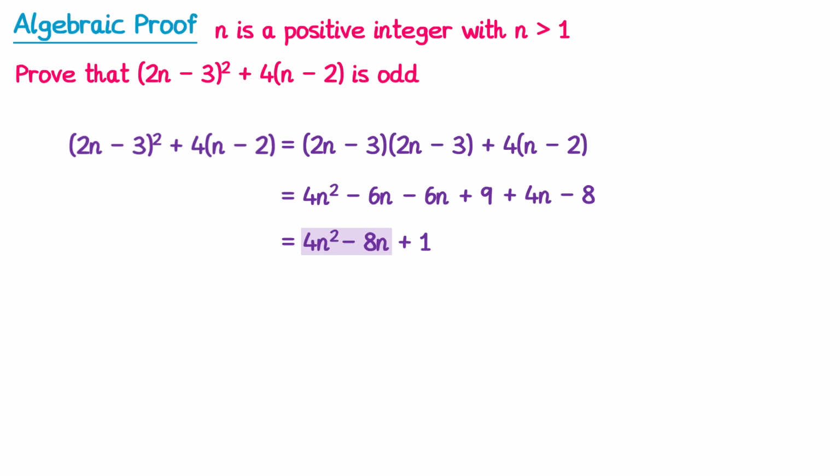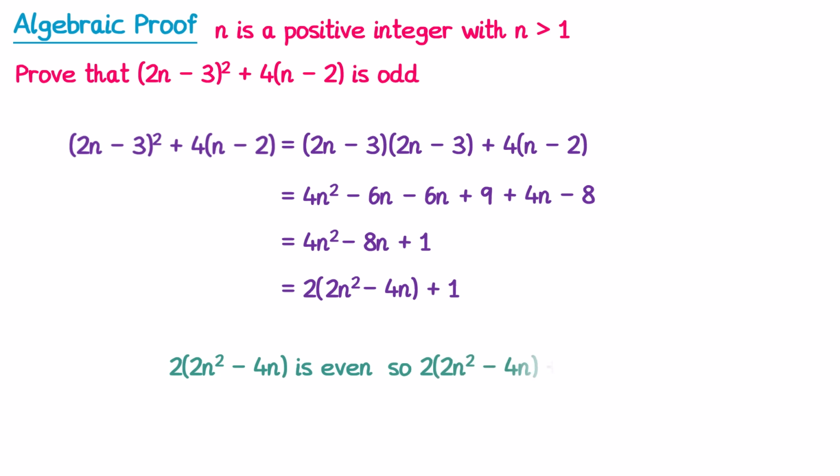And to do that, we factorise out a 2. So we write this as 2 lots of 2n squared minus 4n, and then we have this plus 1 at the end. So we know that 2 lots of 2n squared minus 4n must be even, since it's a multiple of 2, which means if we add 1 to that and do 2 lots of 2n squared minus 4n plus 1, it must be odd. And that's the proof complete.